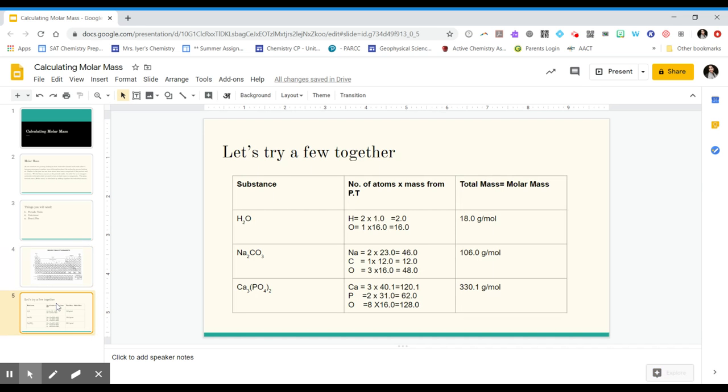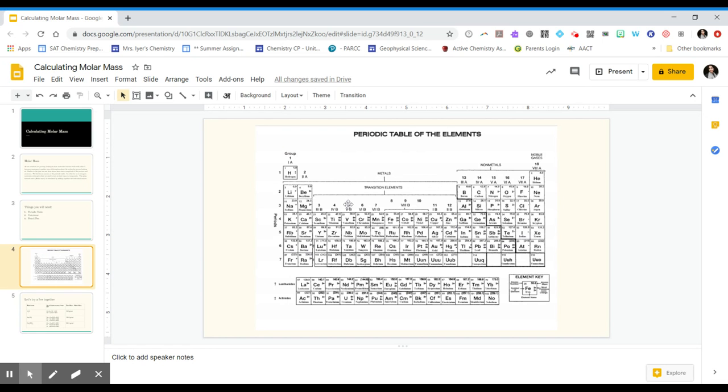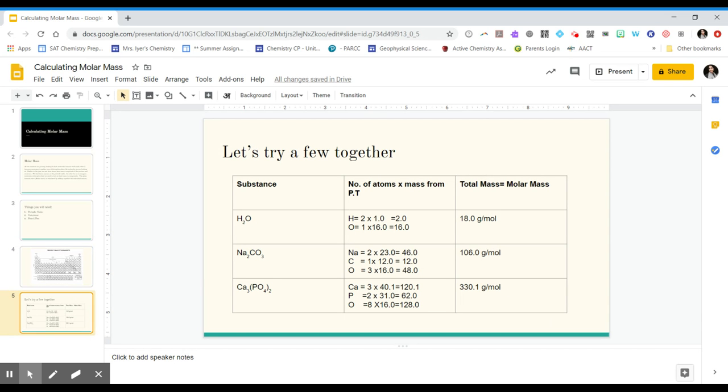Okay, so let's begin with the examples. The first example I have here is water, which is H2O. You know that water has 2 hydrogens and 1 oxygen. So now you're going to look on the periodic table and find the mass of a hydrogen. How many hydrogens do we have here? We have 2 hydrogens. That's why I have the number 2 here. The mass of hydrogen is, if you look closely, 1.0. And that's what I have here. So I have 2 times 1.0, which is 2.